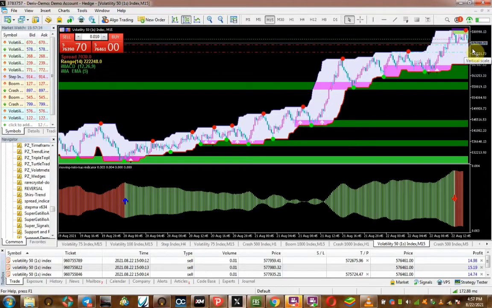After touching this level, it can then return back up, even though we are not expecting it to, because we already have a strong signal telling us that the market is supposed to sell, supposed to drop. So we believe that we can hold on to our trade. I'm going to close some trades at that point, and I'm going to hold some and see what actually happens.